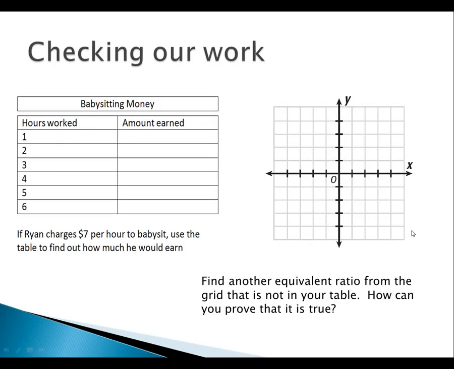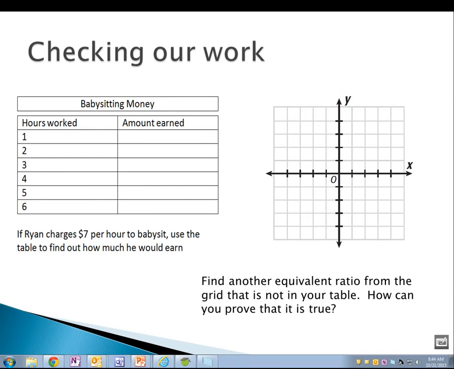Now let's do another one. So you said it's confusing. It's okay. It was the first one that we saw. So babysitting, if Ryan charges $7 an hour to babysit, use the table to find out how much he would earn. So if he worked for 1 hour, he's making how much money? $7. So he's got $7.